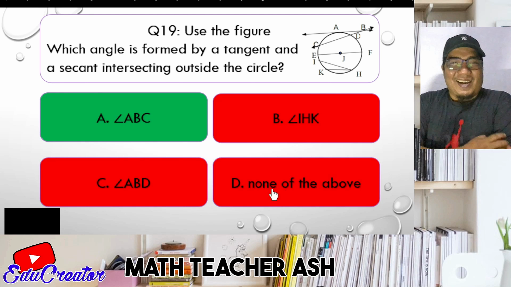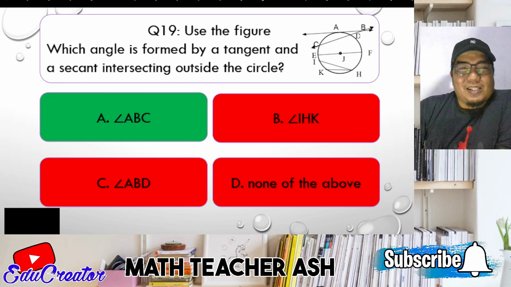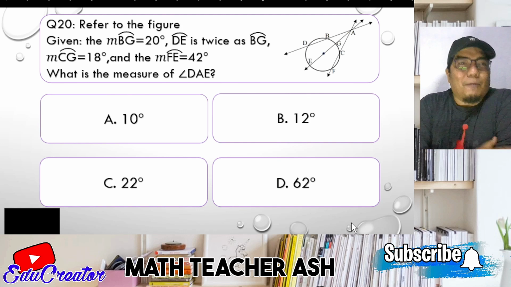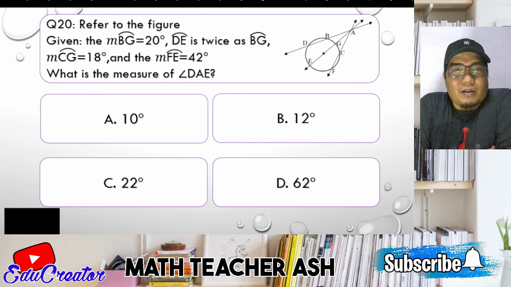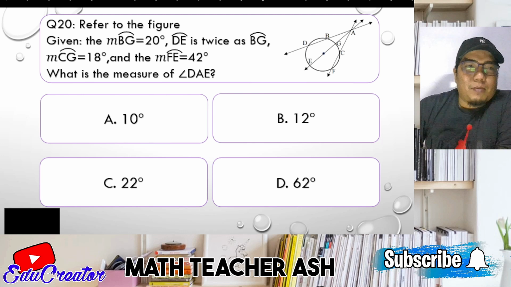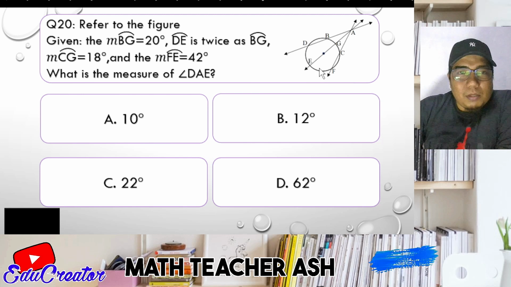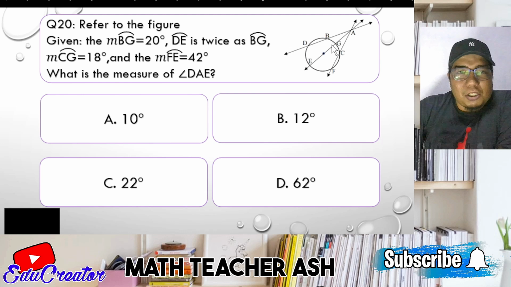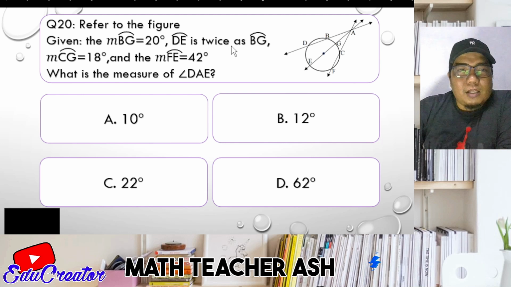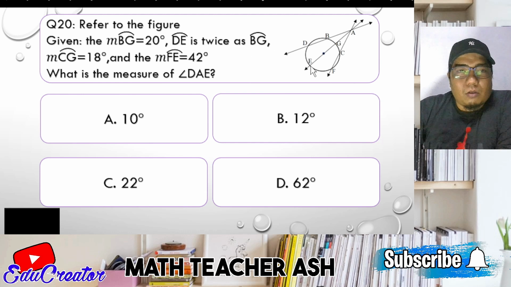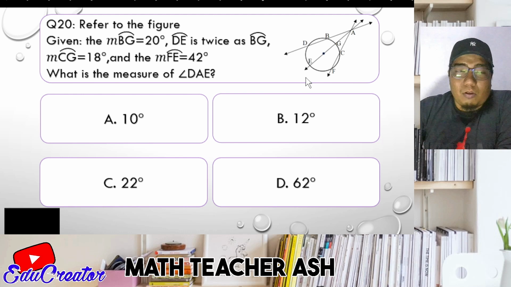Easy lang talaga. Okay, let us go to question number 20. Okay, halfway na tayo. Refer to the figure. Okay, ibang figure na naman. Given that the measurement of arc BG, ito yung BG. Saan mo BG dito? Ito, BG. Is 20 degrees. DE is twice as big. So, dalawang beses daw ito. Twice as big. Okay, so alam niyo na kung ano yung ibig sabihin twice as big.